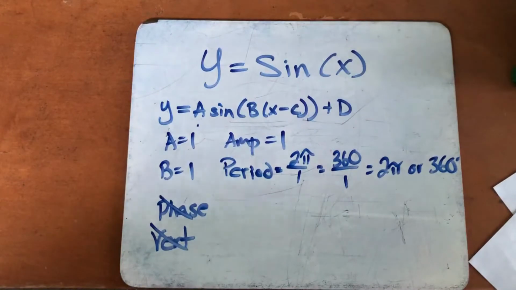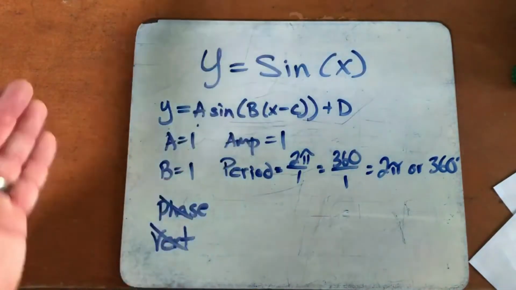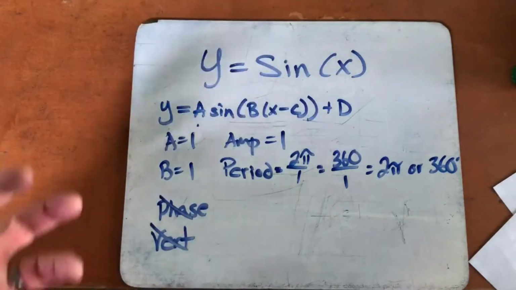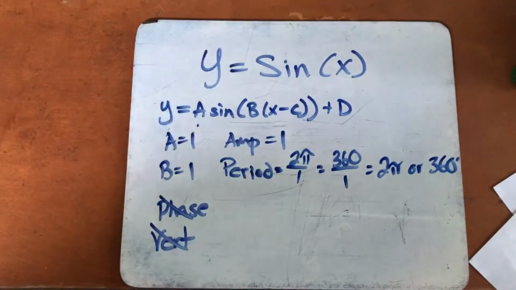All right, so make sure you pay attention to whether or not something is missing. A and B are both multiplied to something, so if they're not written there, they're a 1. But C and D are added or subtracted, so if they're not written, it's a 0.